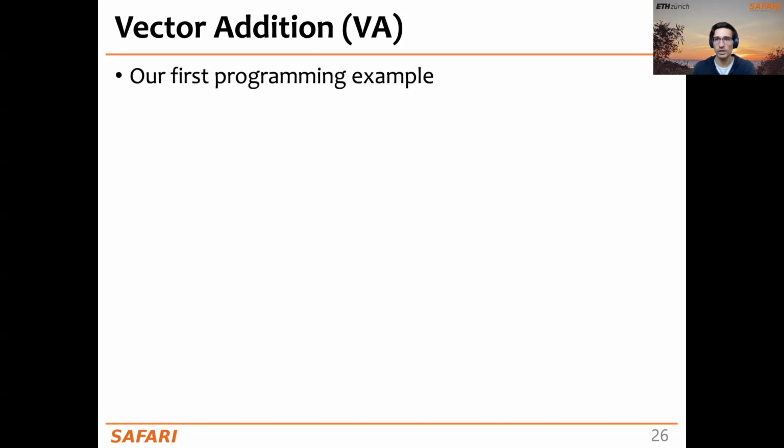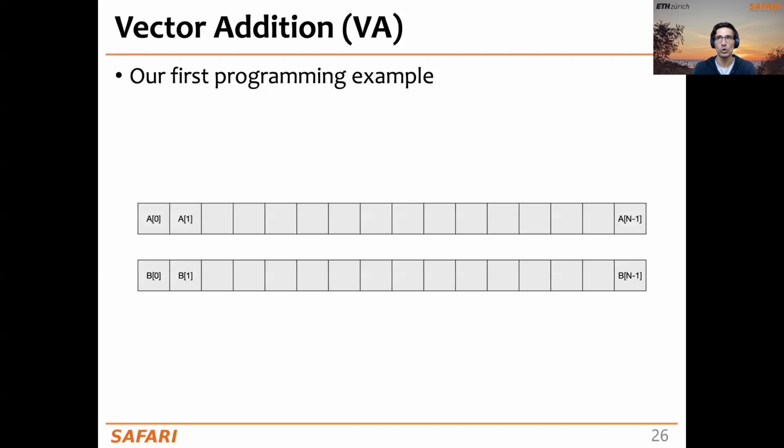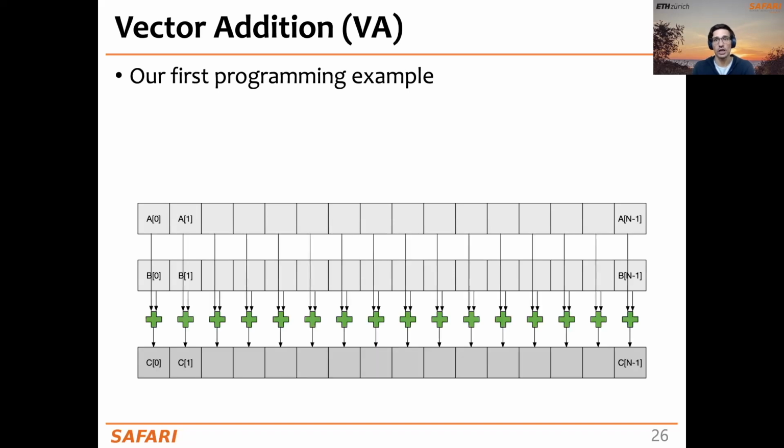Very simple thing is a vector addition. I'm pretty sure you all know how we have to perform an element-wise addition of two vectors, A and B, and store the results in an output array C. It's an element-wise addition, so we read from memory element A0, element B0, we add them and store the result in position C0 in the output array.